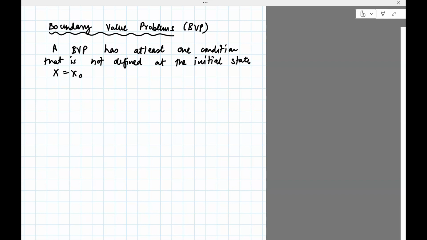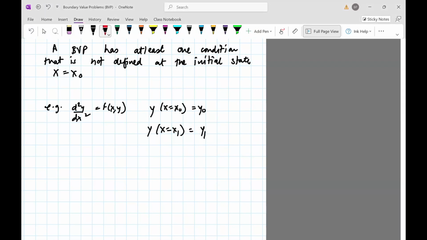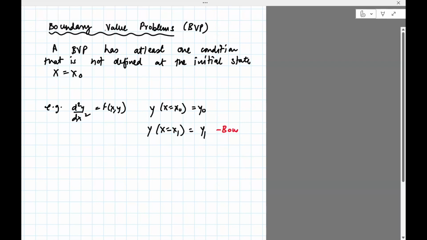But for boundary value problems, you will not have all the conditions defined at the initial time or initial state. An example would be if you were given d squared y by dx squared is f of x, y, and we're given that at x equals x0, y is y0. So that's an initial condition. But then you could also be given some condition at some other time. This is the boundary value.